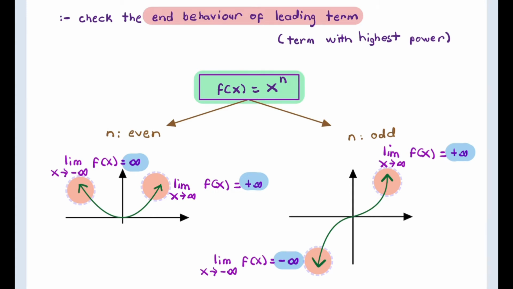Now let's see when your n is an odd power, this will follow the graph of y equals x cubed. Okay, so this is the shape of the graph. So let's see here, as x approaches positive infinity, the limit of f(x) will go to positive infinity as well. And as x approaches negative infinity, the limit of f(x) will go to negative infinity.